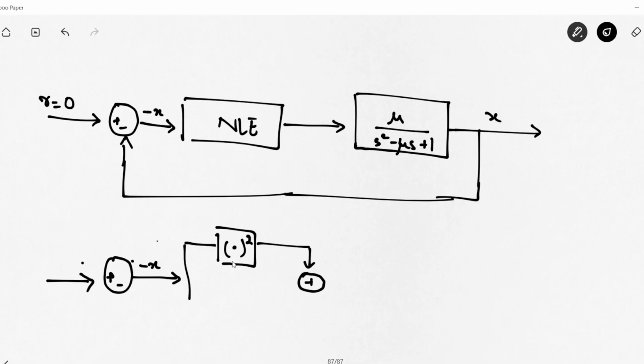So this goes to a scaling function, so it becomes x square, and this x also goes to a derivative, that is d by dt, or you can simply say it is s, and so that gives you x dot. So these two are multiplied, not added. Using a multiplier, you can multiply these two, x square and x dot, and so we are actually adding minus x square x dot here.